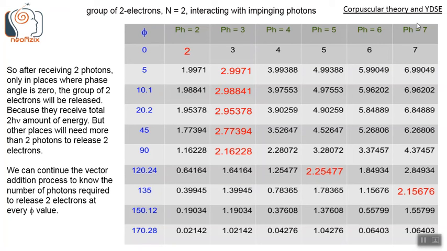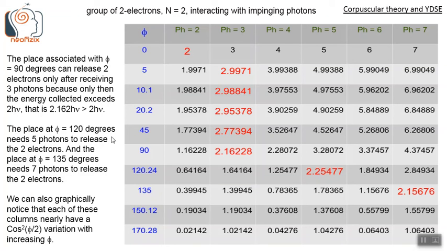Only when it has received a total of 7 photons does its energy become 2.156, and since it is greater than 2, it is now ready to give up 2 electrons. The 2 electrons have absorbed 2 h nu amount of energy, and they are ready to go from a bound or low energy state to an unbound state or beyond.